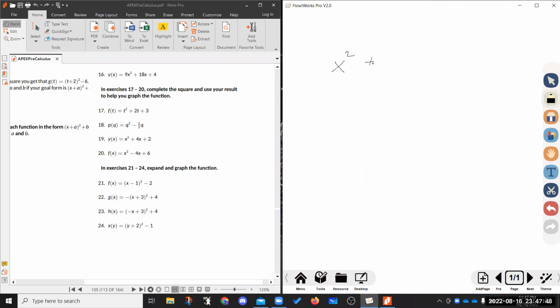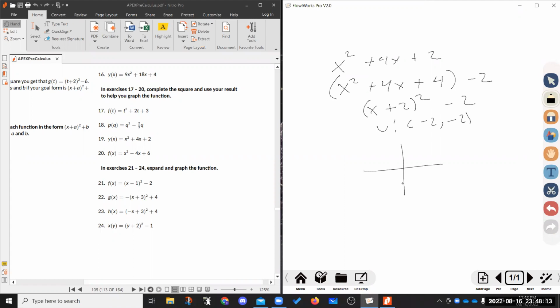X squared plus 4x plus 2. Half of the middle number squared is going to be 4, so I need to add 4 to make this, minus 2. That gives X plus 2 squared minus 2. My vertex is at -2, -2.